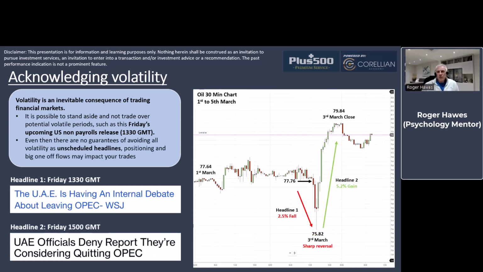But even then, as we see here in oil, we could be steadily trading oil along that fairly flat line, looking at fairly tight ranges intraday, and then all of a sudden you get an unscheduled headline. And in this instance, it was the UAE talking about leaving OPEC. Bang, the market falls very, very sharply, but then you get that sharp reversal as 30 minutes later, any rumors were denied. So all of a sudden you've got volatility in there in what you thought was a quiet market.